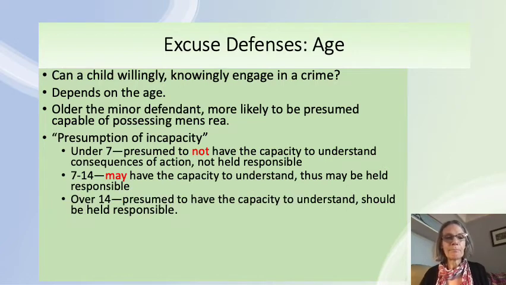Over the age of 14, there's a presumption that they do have the capacity to possess mens rea, that it's presumed that they have the capacity to understand their crime, to knowingly and willingly engage in that crime, and that they should be held criminally responsible. Now, even if they are held criminally responsible, that doesn't mean that they're necessarily going to be tried in adult court.